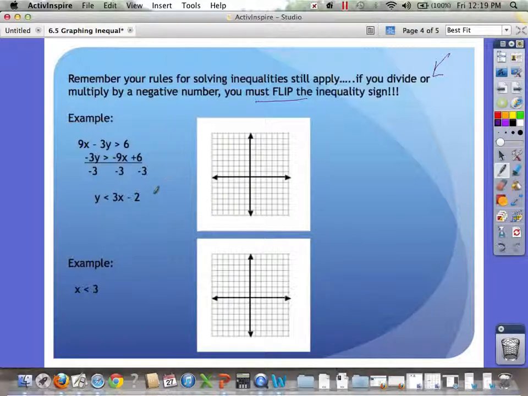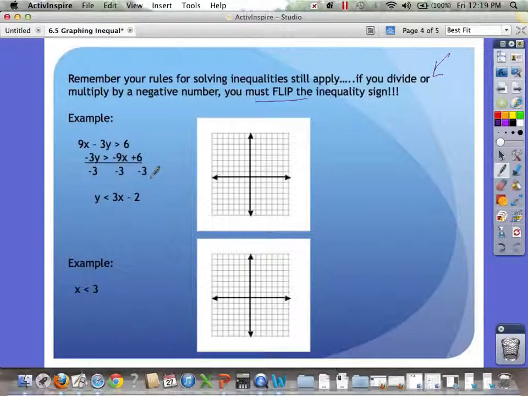So for example, they gave us 9x minus 3y is greater than 6. I need to solve for y. So I moved the 9x over, I subtracted it from both sides, and that's why it's over here. Now it's negative. Okay, and I always put my x in front, so it's always set up for you. Then I'm going to divide by -3. Everything's got to be divided by -3.